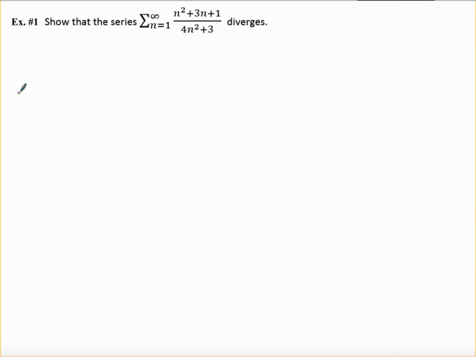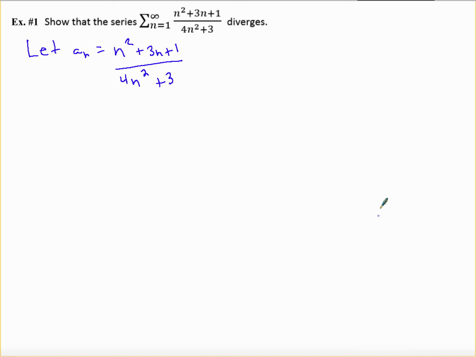I'm going to try and simplify this so that I don't have a term with an n in the numerator. So let a sub n be equal to this whole expression right here, n squared plus 3n plus 1, all divided by 4n squared plus 3.